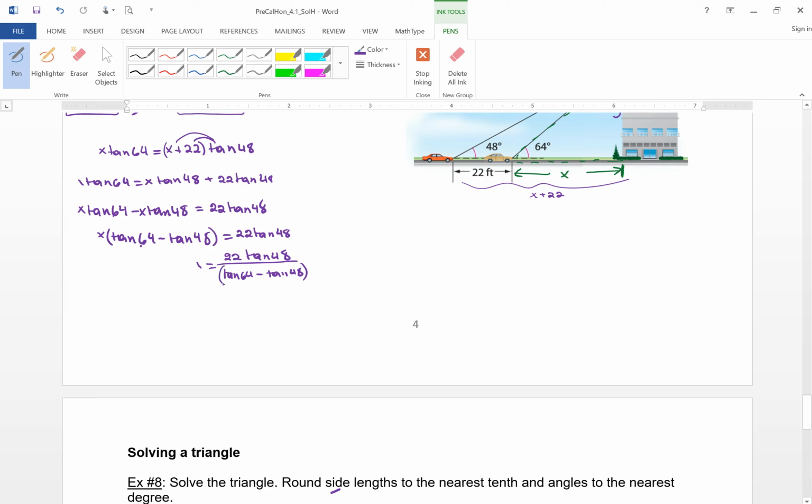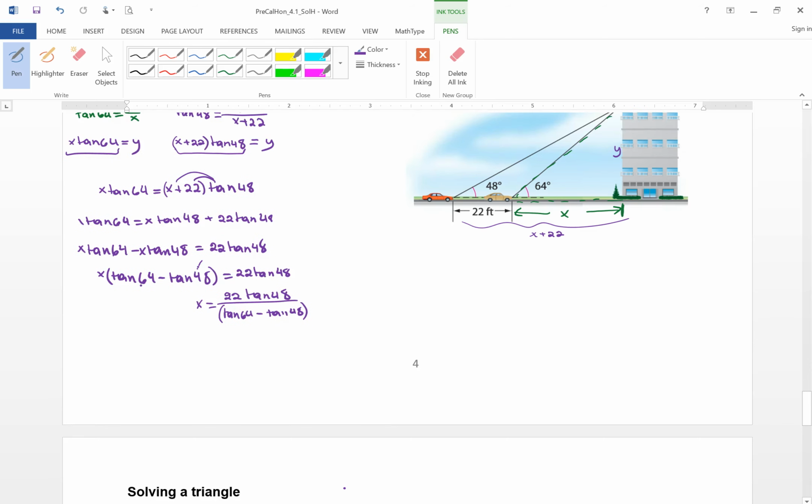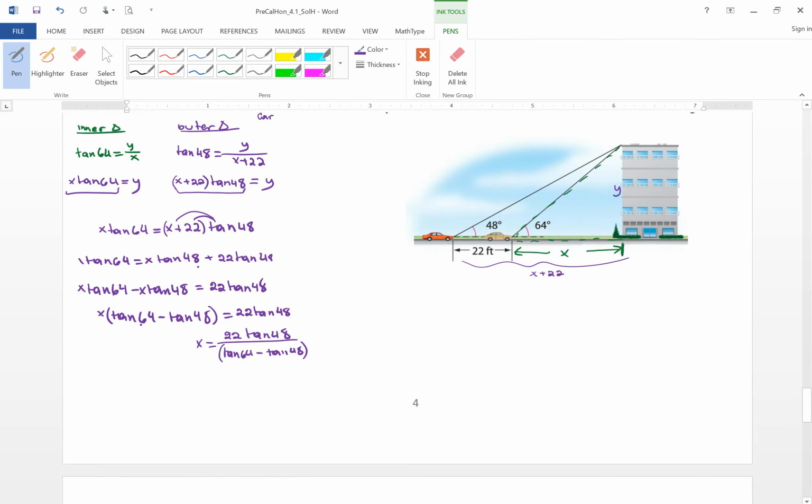All right? And we plug that in. So 22 tangent of 48 divided by... Wait, no, that's not going to the building, that's going to the tree. Yes, it is. Well, actually, let's save that step. So y, I don't want to put in a decimal later. So y is equal to x times tangent of 64. At the end of the day, y is about 53 feet.